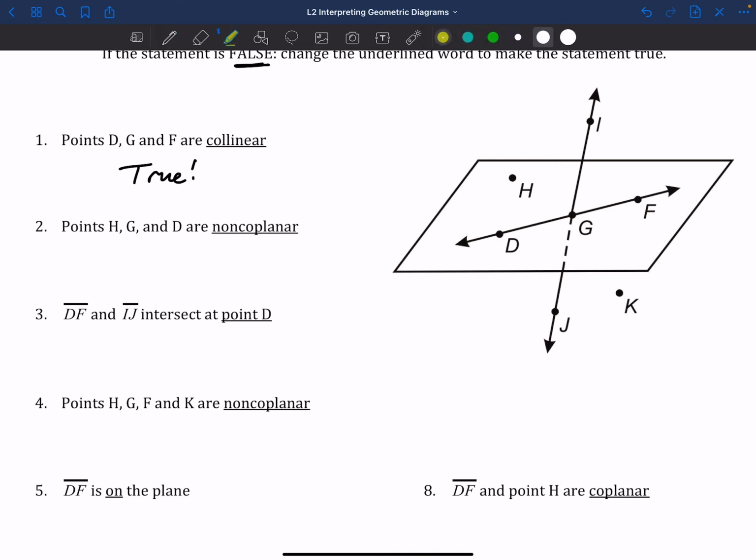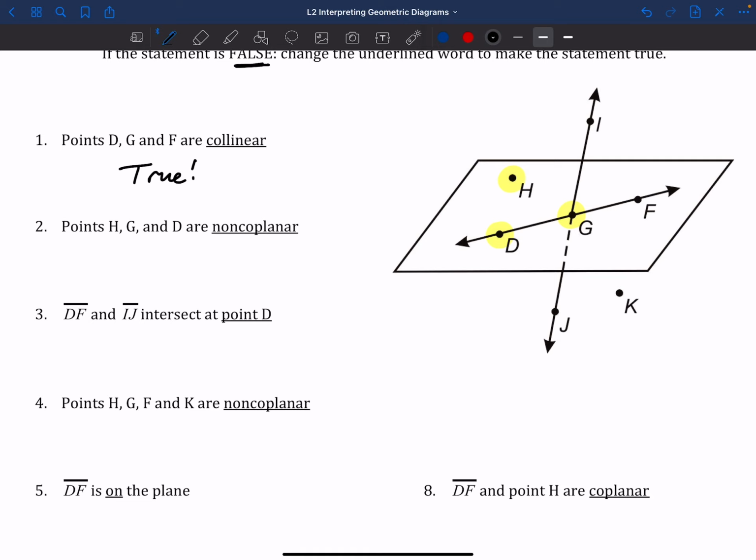For points H, G, and D, again, I'm going to start by identifying which ones those are. What this is saying is that they are non-coplanar, right? So one of the things we need to worry about is what the word coplanar means. Non at the front is just a prefix that says they're not. But coplanar is the real meat and potatoes of this one. Just like collinear, co means together, and planar is talking about being on the same plane. So this is saying that points H, G, and D are not on the same plane together.